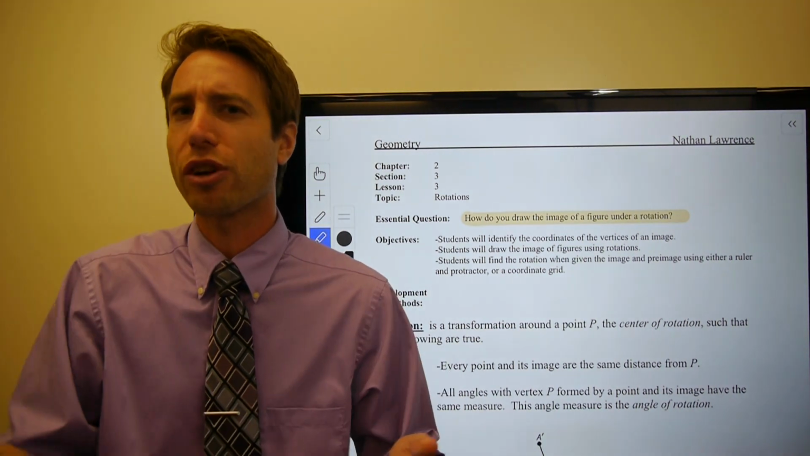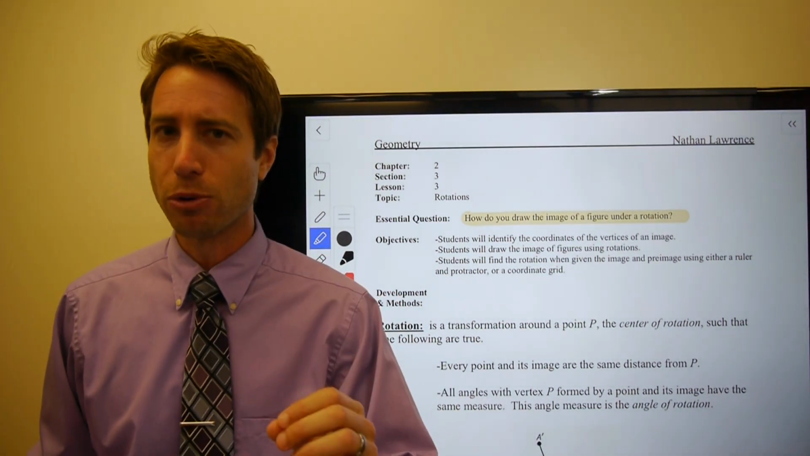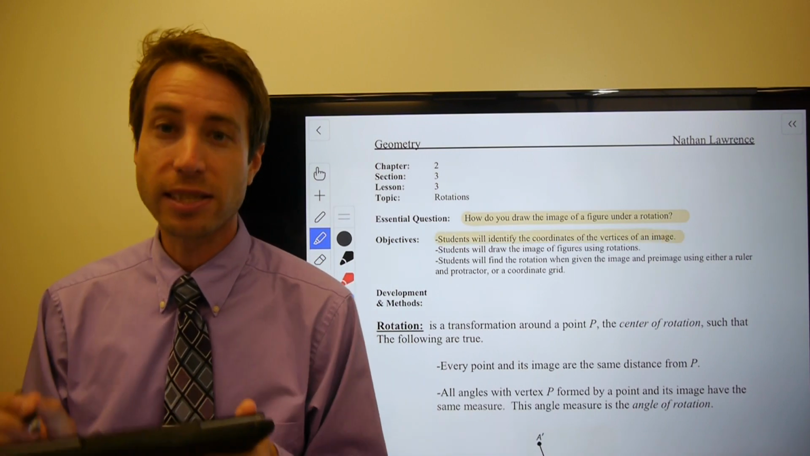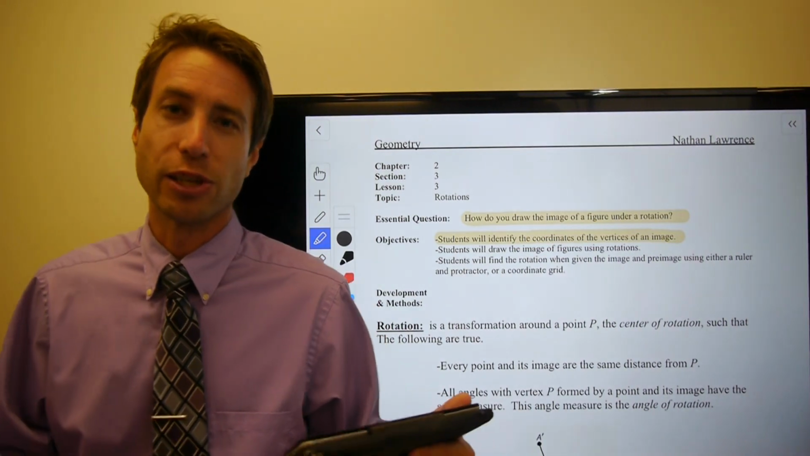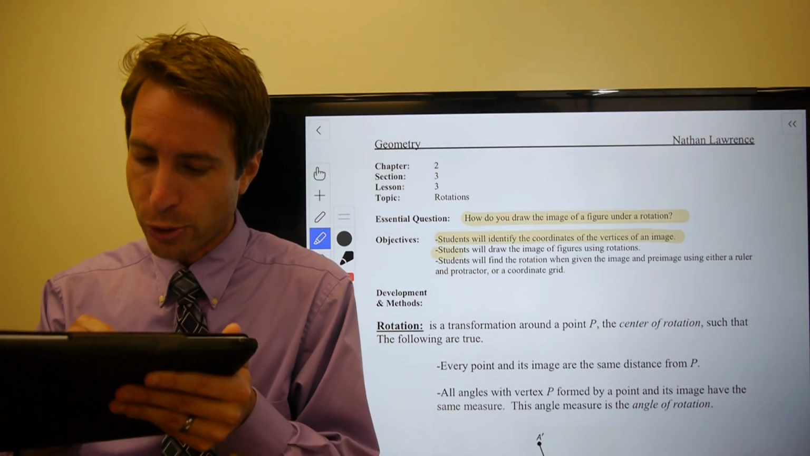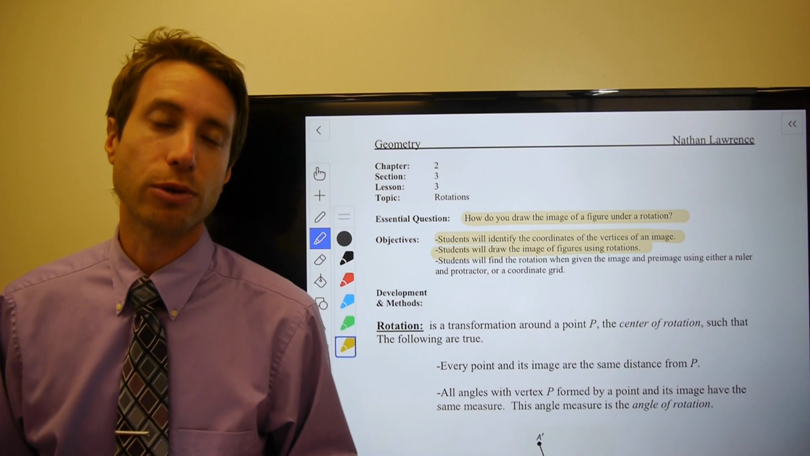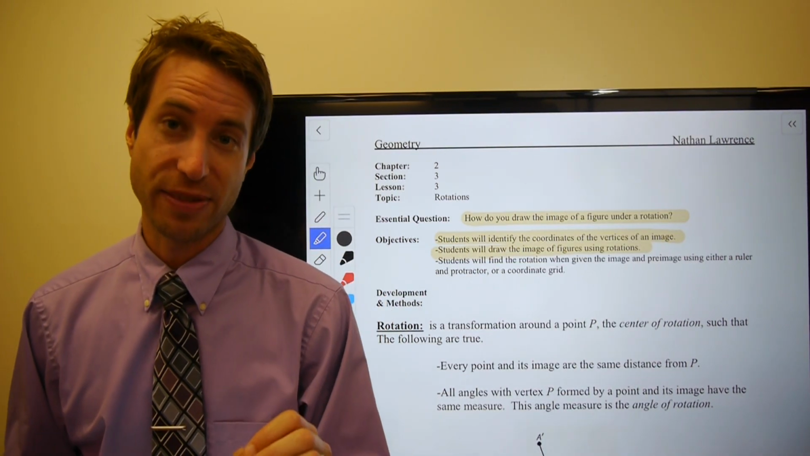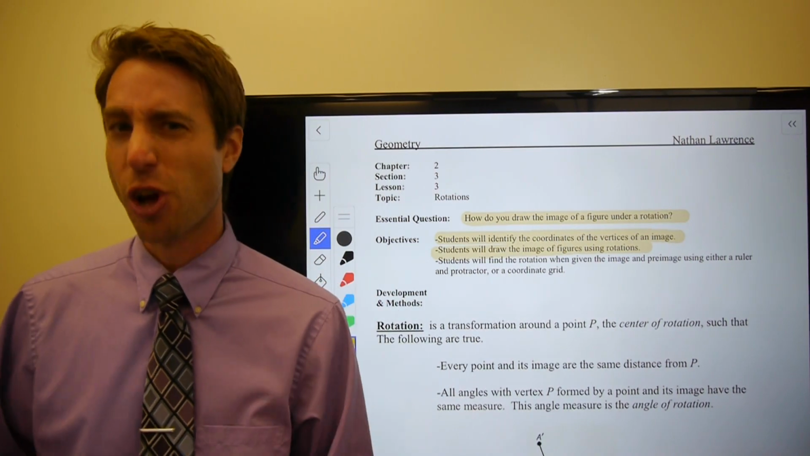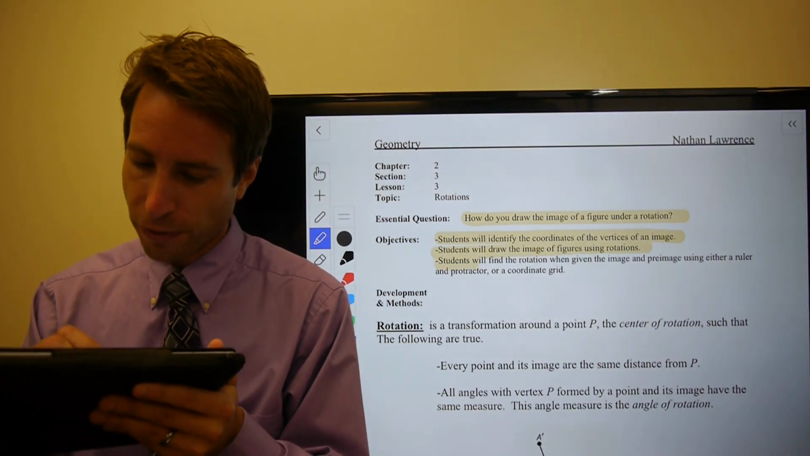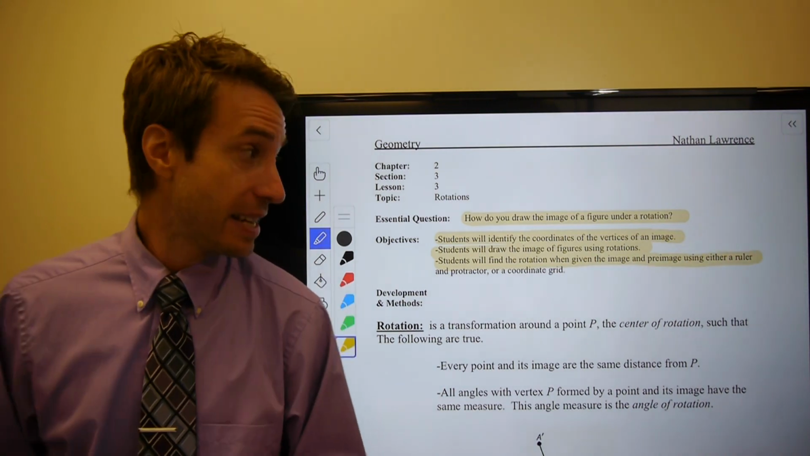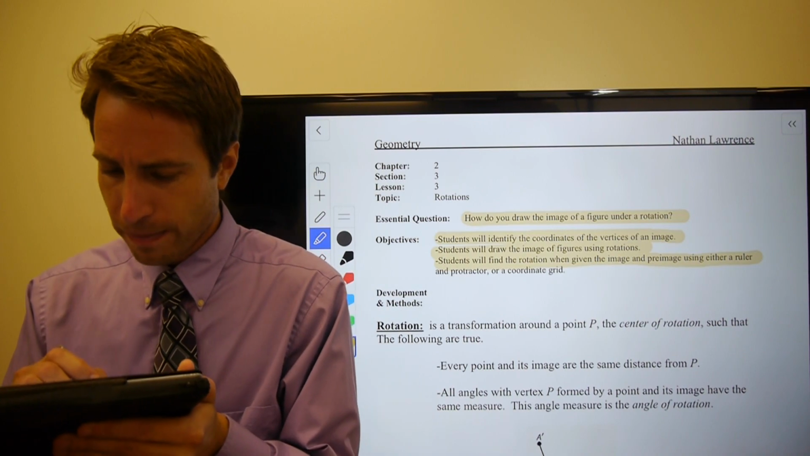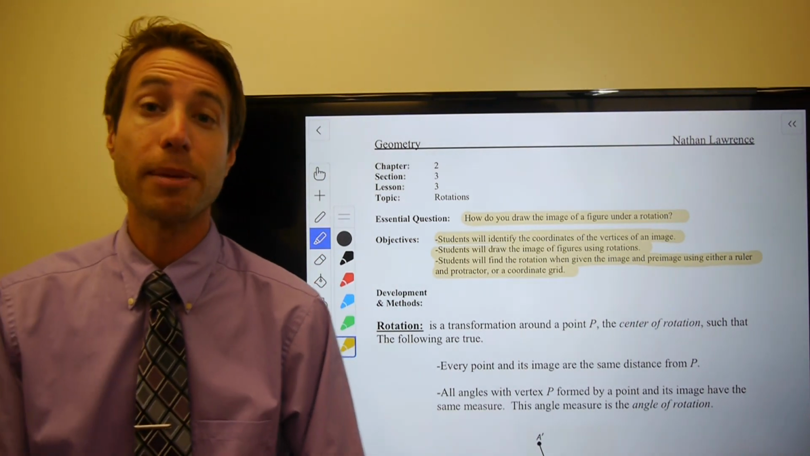So the things we're going to work through together as we talk about rotations and take a look at example problems: students will be able to identify the coordinates of the vertices, right? You've got to be able to graph things on a coordinate plane. Students will draw the image of figures using rotations. We'll look at some common angles of rotation. There are 4 common angles of rotation. Students will find the rotation given the image and the pre-image using either a ruler, a protractor, or a coordinate grid. Okay, so those are going to be our objectives.